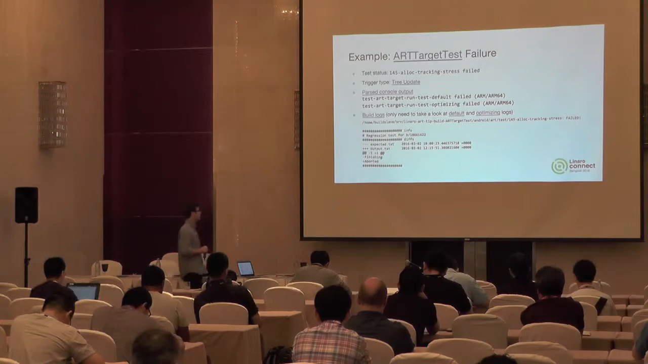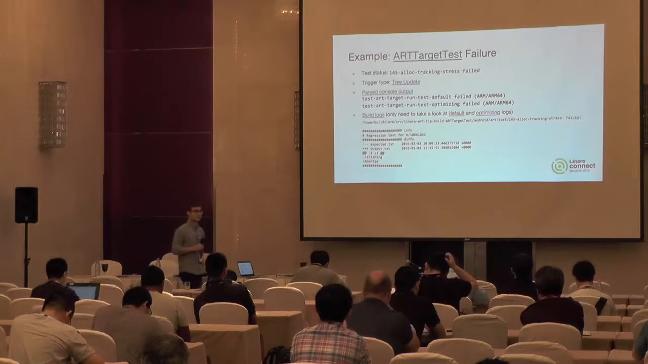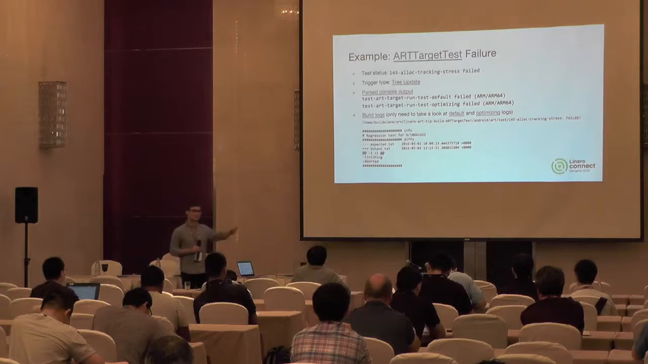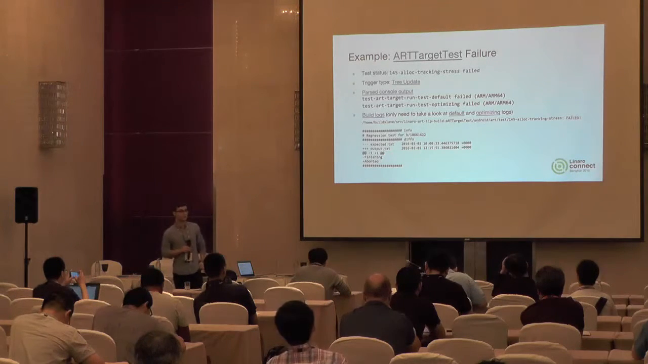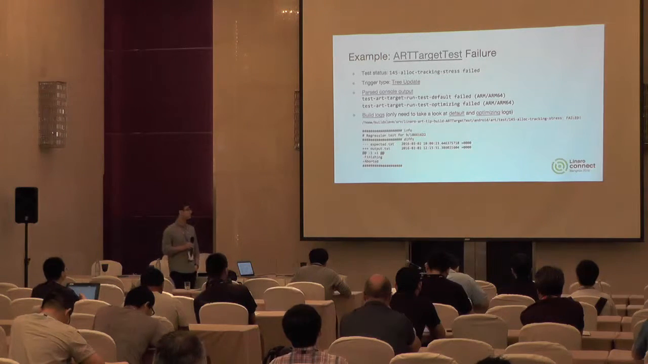So let's take a look at an example. All those links work, and they are marked as live forever in Jenkins. So hopefully in 6 months' time, if you go back to these slides, you should be able to click on the same links, and they'll point you to the exact same job. So this is an ART target test failure.